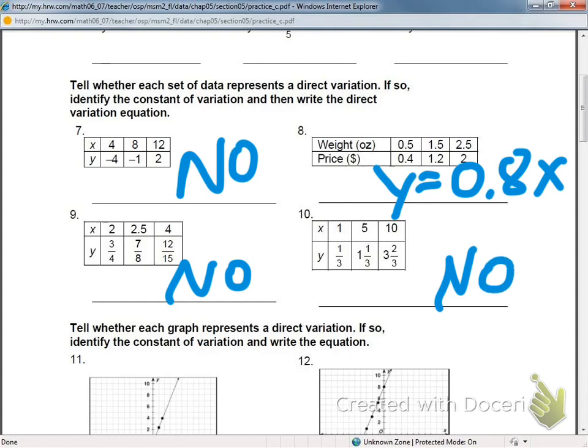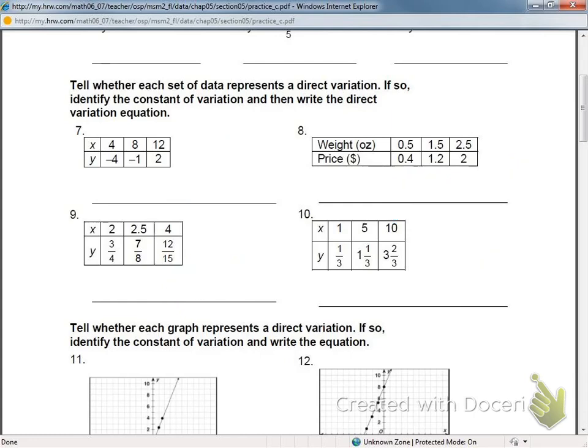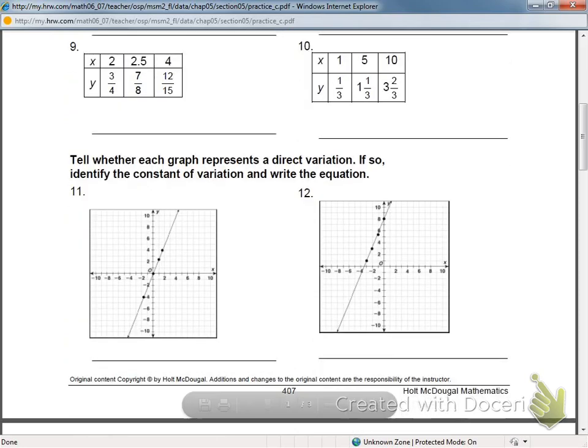Excellent job. So now, I want you to scroll down to the bottom of the paper. Go down to your bottom of the paper. And I want you to look at number 11 and number 12. And answer number 11 and number 12.